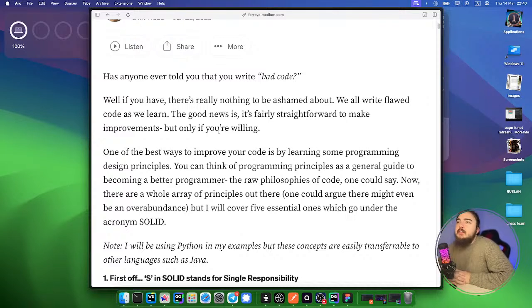Okay, you can think of programming principles as a general guide to becoming a better programmer. The raw philosophies of code, one could say.